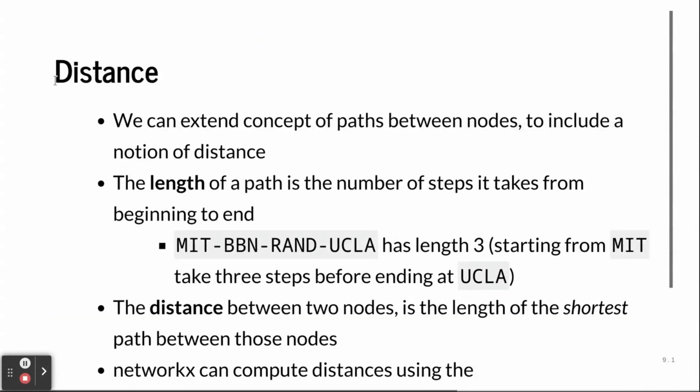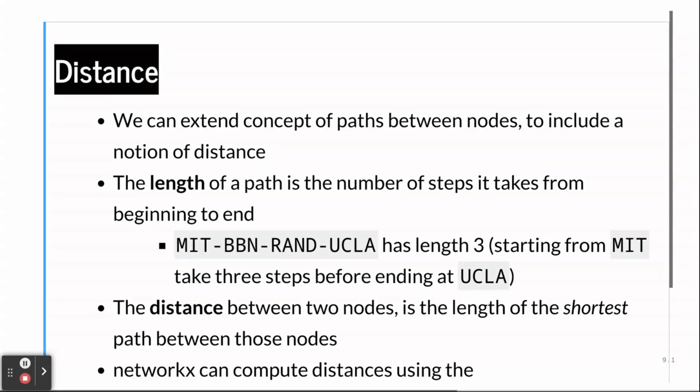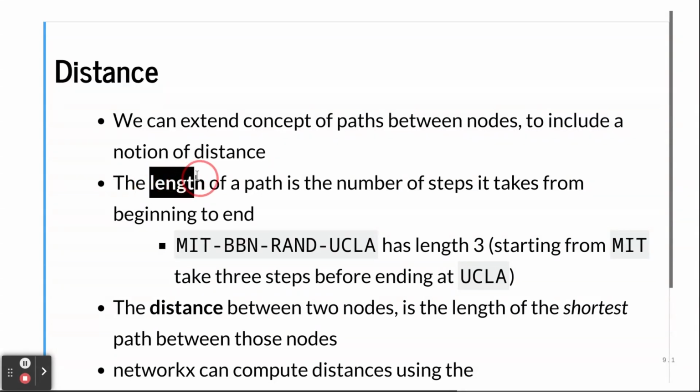Now let's formalize a bit more that notion of distance, or how long a particular path is. We'll define the length of a path as the number of steps that it takes from the beginning of the path to the end of the path. For example, there could be a path through our ARPANET that goes from MIT to BBN to RAND to UCLA. Now, this path has a length 3 because there are 3 edges, represented here by the dashes, that need to be traversed in order to go from MIT to UCLA. This is what we call the length of a path.